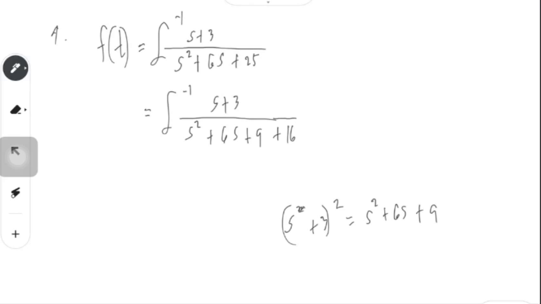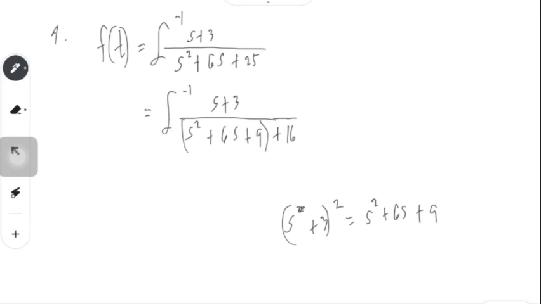Tingnan natin kung ma-reduce natin into a perfect trinomial square. Perfect trinomial square. When we say perfect trinomial square, the middle term should be one half of the last term. Ganito. So, kunin natin yung middle term, 6s. Kalahati ng 6, 3. Square natin, 9. So, this becomes a perfect trinomial.